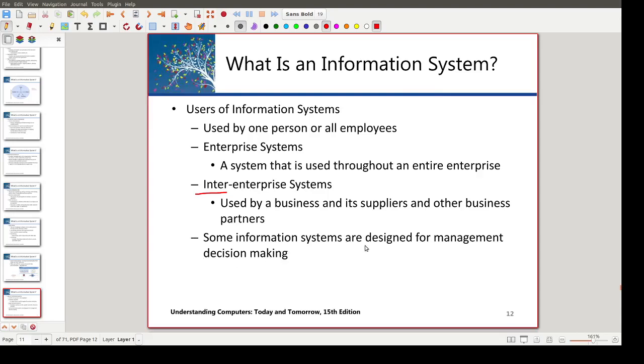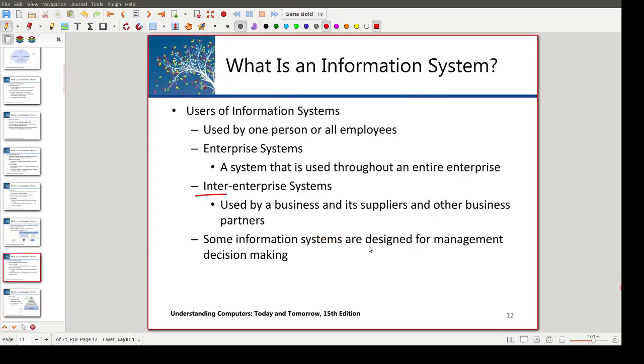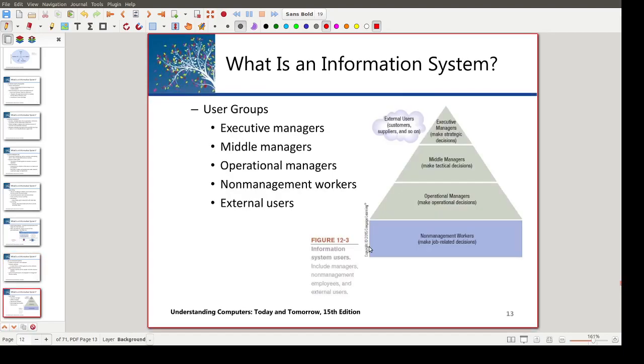Some information systems are designed for management decision making. Decision making is a very important job for the managers and for the decision makers. So your information system should be able to help them, to support them, to allow them to find good decisions. The user groups inside this information system are divided according to their roles.